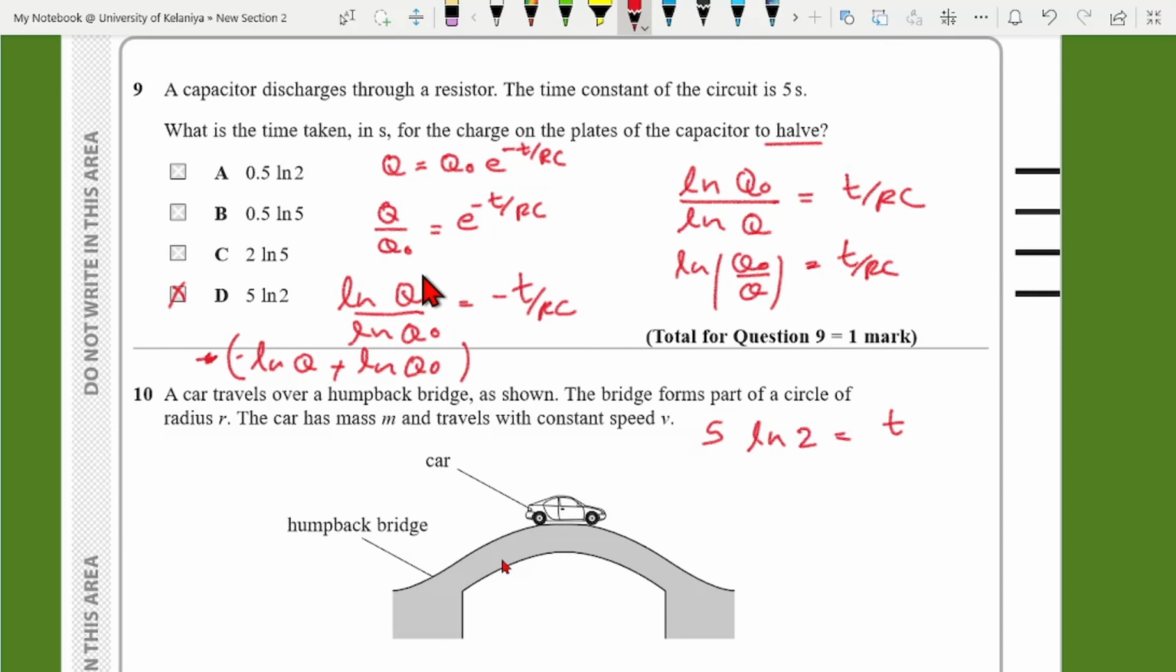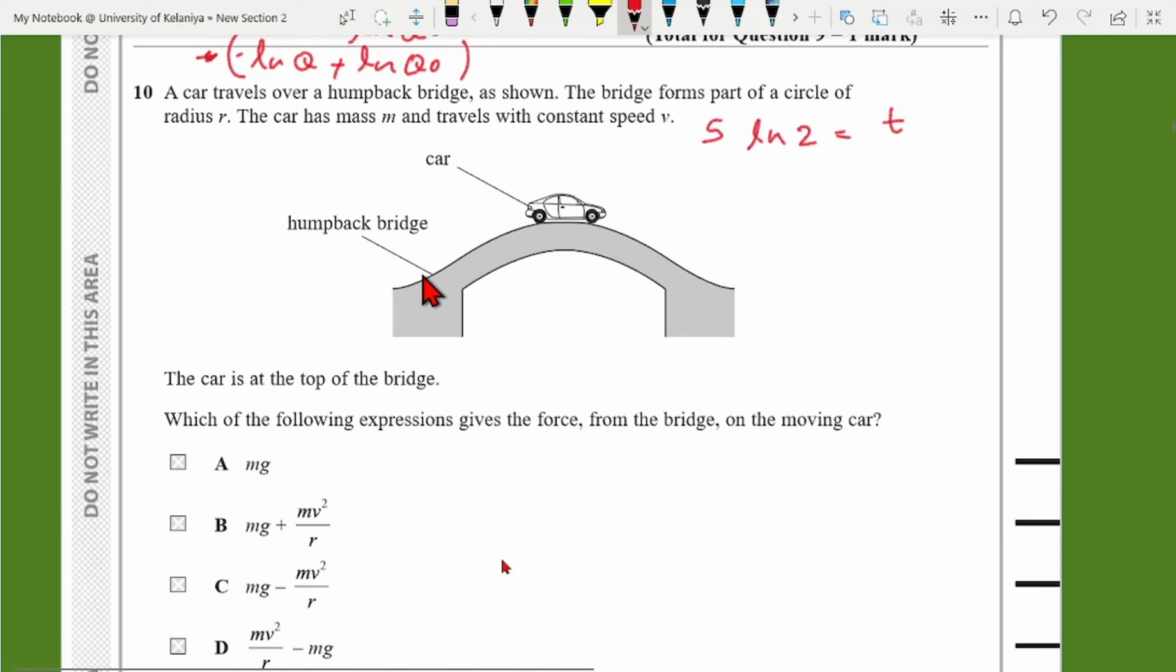Okay, here a car travels over a humpback bridge as shown. The bridge forms part of a circle of radius r. The car has mass m, travels with a constant speed v, right? So I'm going to redraw it right here. This is the bridge, right? So what are the forces acting on the car? Centripetal force is provided by the resultant force acting towards the center of this path.